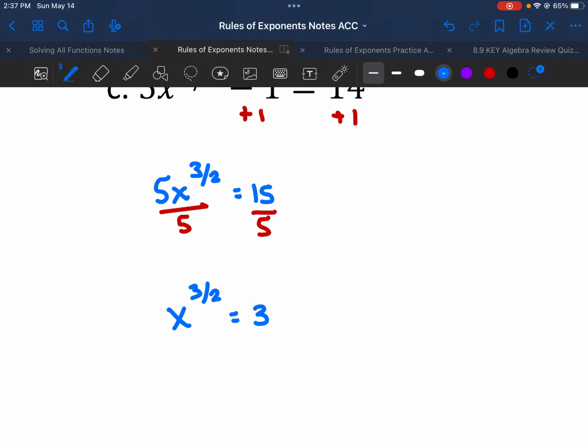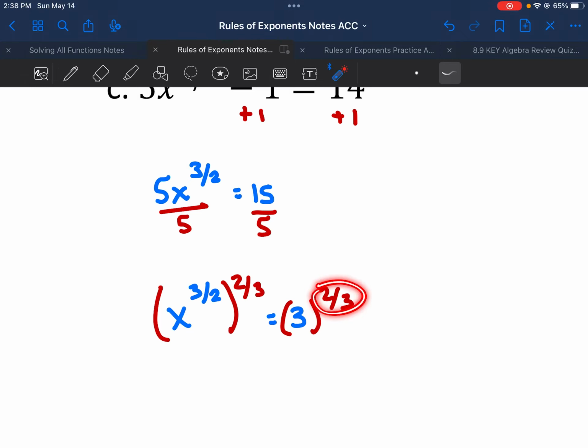equals 3. Okay, so when we get to this point, how can we solve for x? Well, here's what I'm noticing. I'm trying to solve for x, which is x to the 1st. I have this 3/2 power. So what I'm going to do is a tricky little thing. I'm going to raise both sides to the 2/3 power. Because it's an equation, to maintain the balance of the equation, I have to raise both sides to this 2/3 power. Well, notice here, 3/2 times 2/3 is a power to a power. If I multiply these two together, I'm going to get 6/6, which is 1.